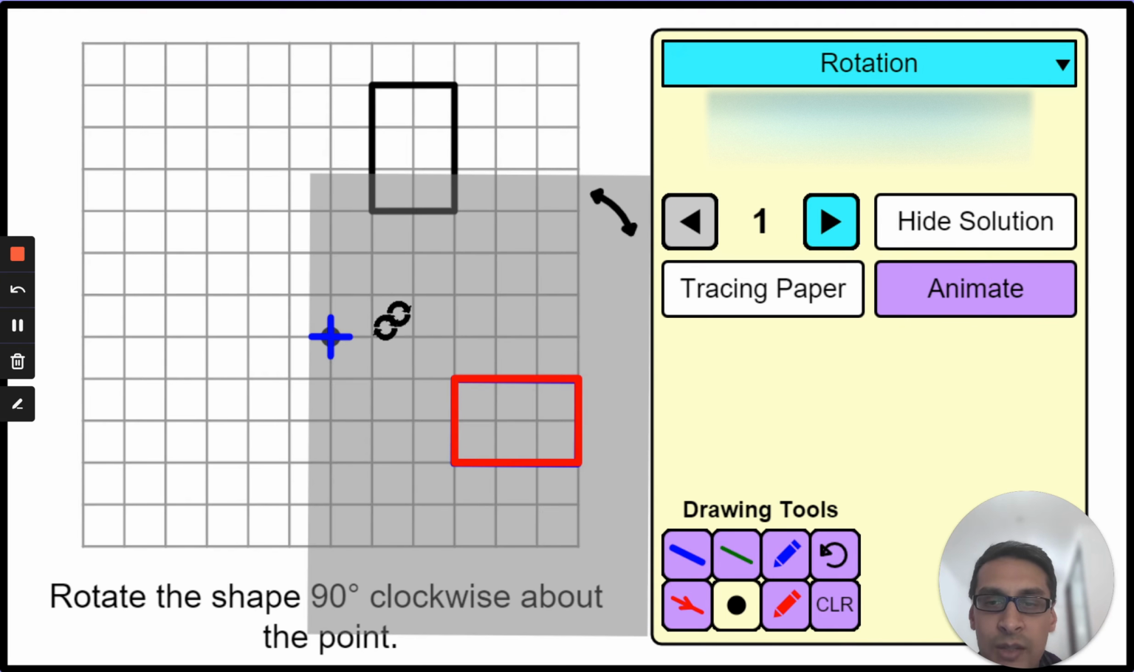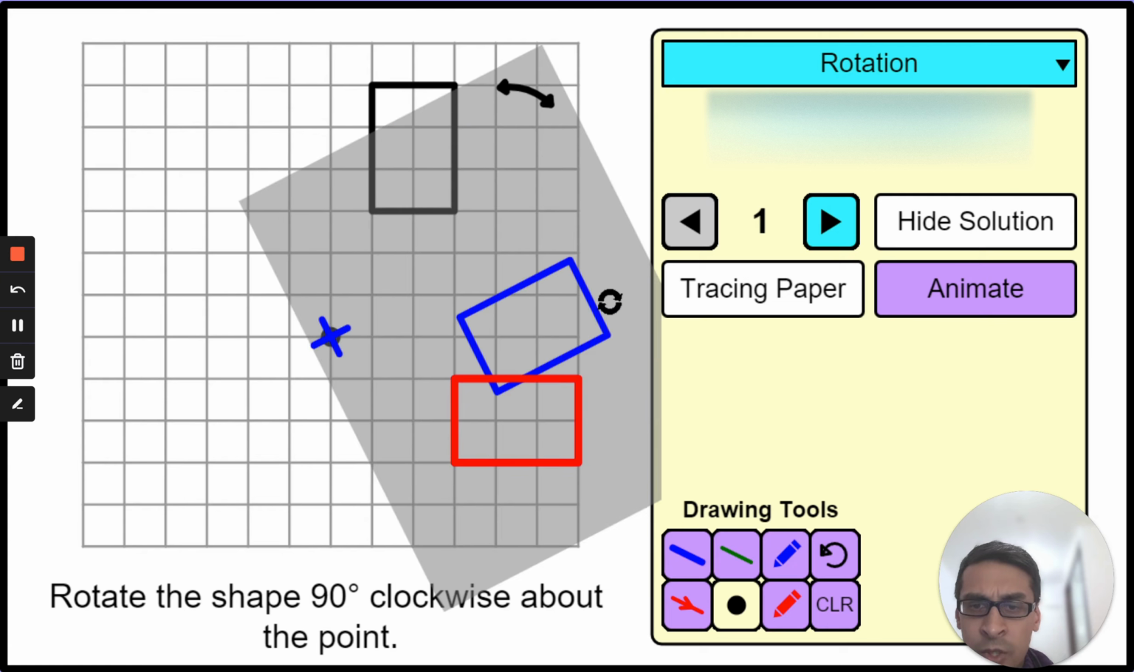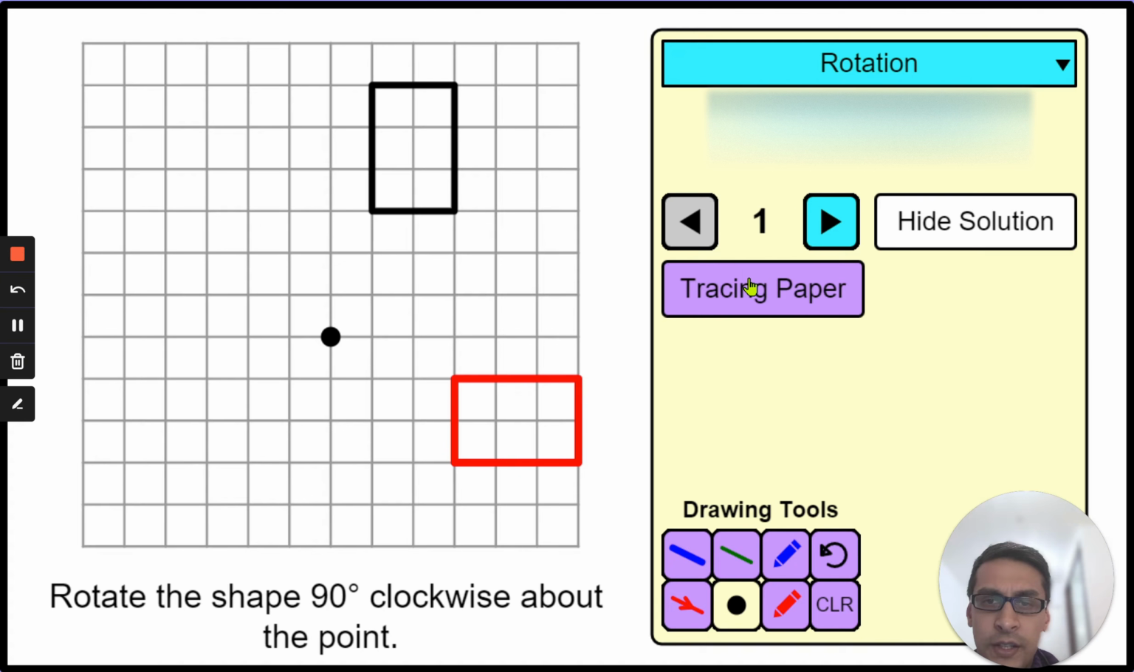So lift up your tracing paper, keep your pencil on that point as you lift up, maybe just a flap on the side, and then you just sketch your shape out, and then you can lift it up and check it over, and once you've got your shape drawn on there, you can lift up your tracing paper and you've got your answer.